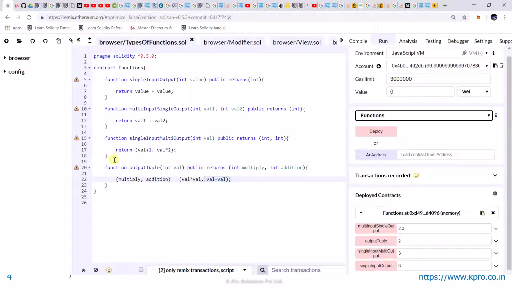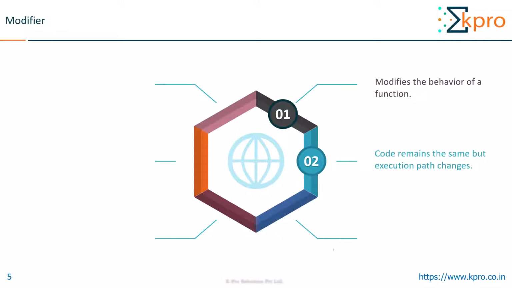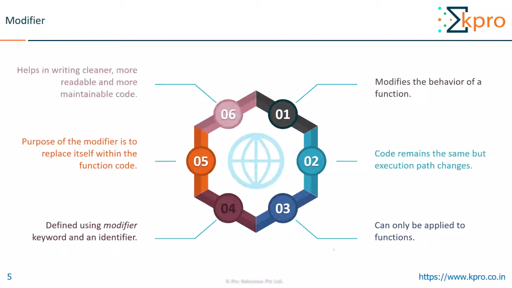Now let me go back to my slides. Now let us talk about modifiers. Modifiers help modify the behavior of a function. The code remains the same but the execution path changes. Modifiers can only be applied to functions. Modifiers are defined using the modifier keyword followed by an identifier, and within the curly braces we have the code or the logic. The purpose of a modifier is to replace itself within the target function code. Modifiers help in writing cleaner, more readable and more maintainable code.